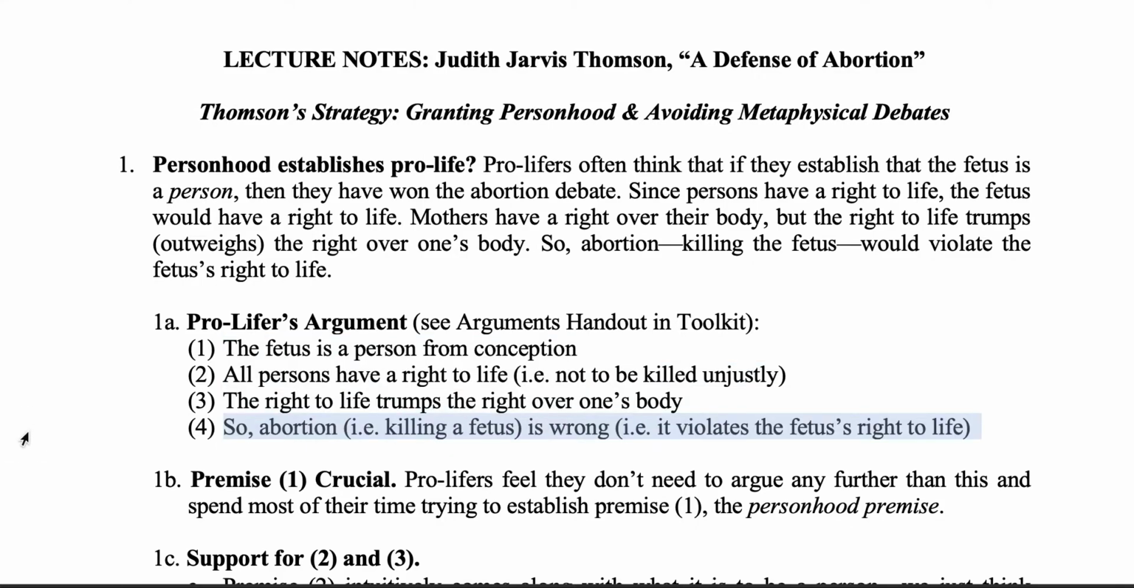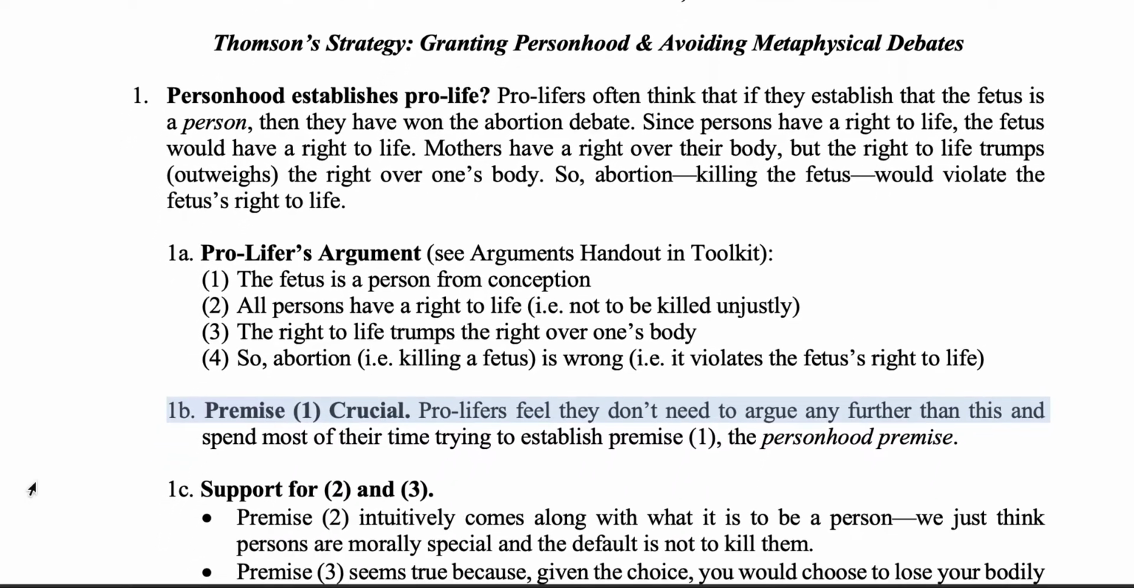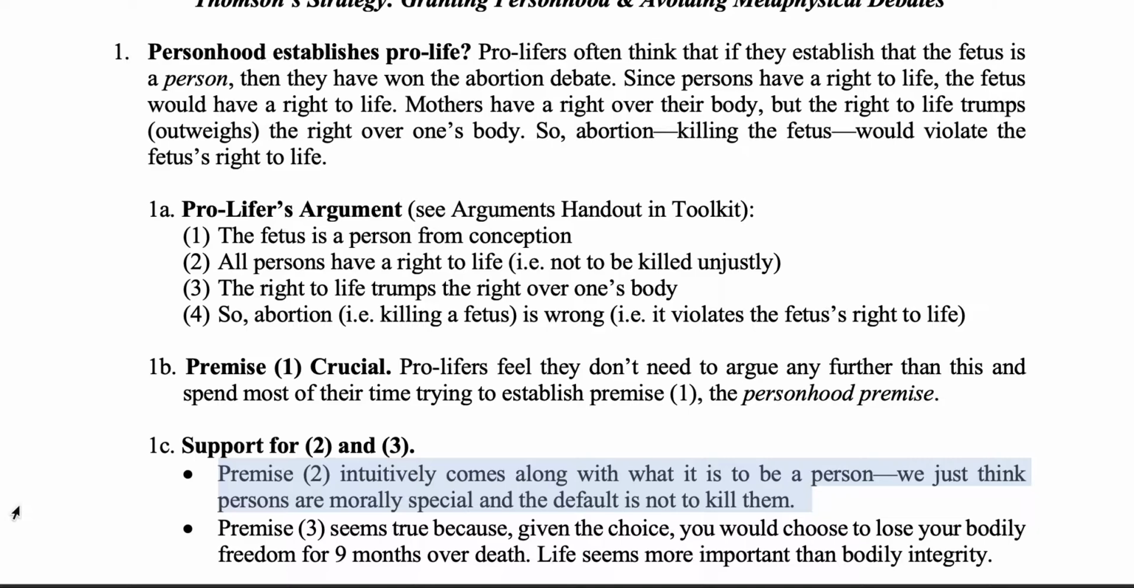And so the pro-lifers spent a lot of time trying to defend this. They took these to be pretty intuitive, and they try to defend this claim that the fetus is a person, right? So premise 1 is the crucial premise. Pro-lifers feel that they don't need to argue any further than this because 2 and 3 seem pretty clear. As you see here, premise 2 is that part of what comes with being a person is that they're morally relevant, morally valuable entities. And the default is, unless you have really, really good reasons, you can't kill them, right?